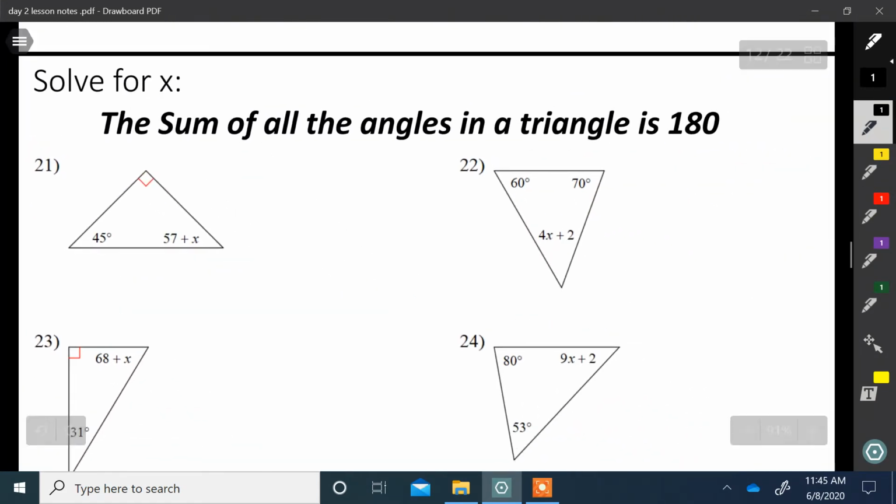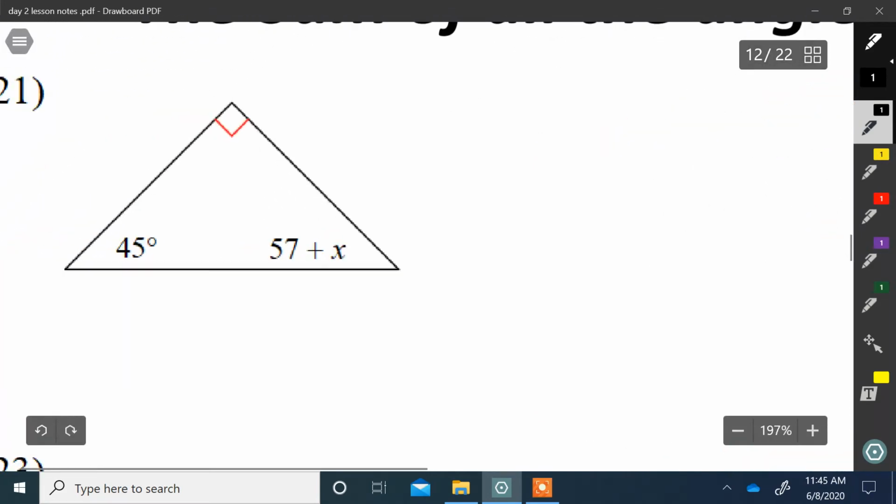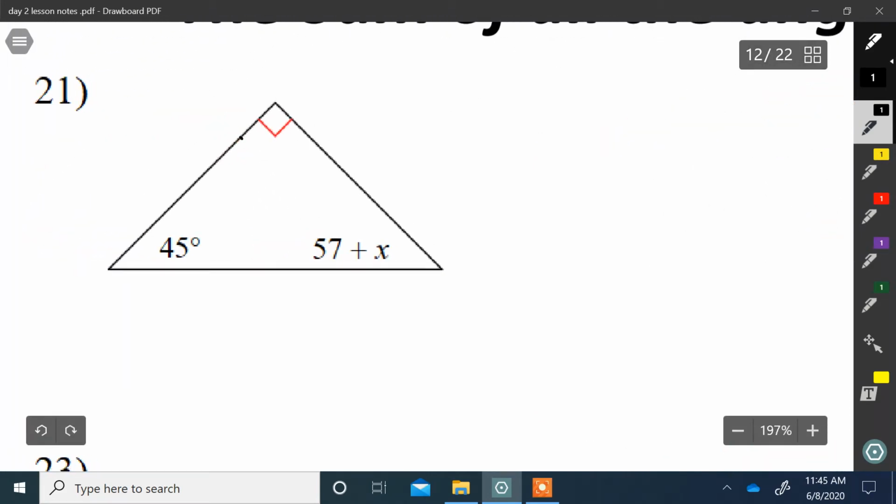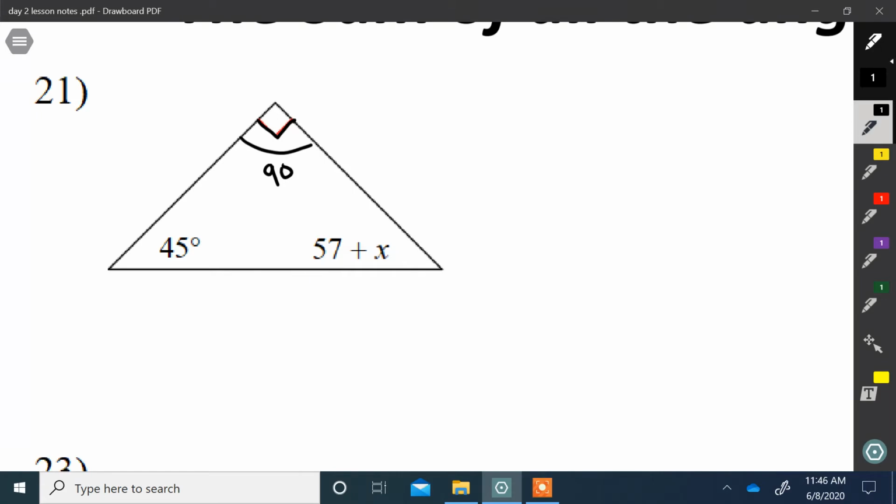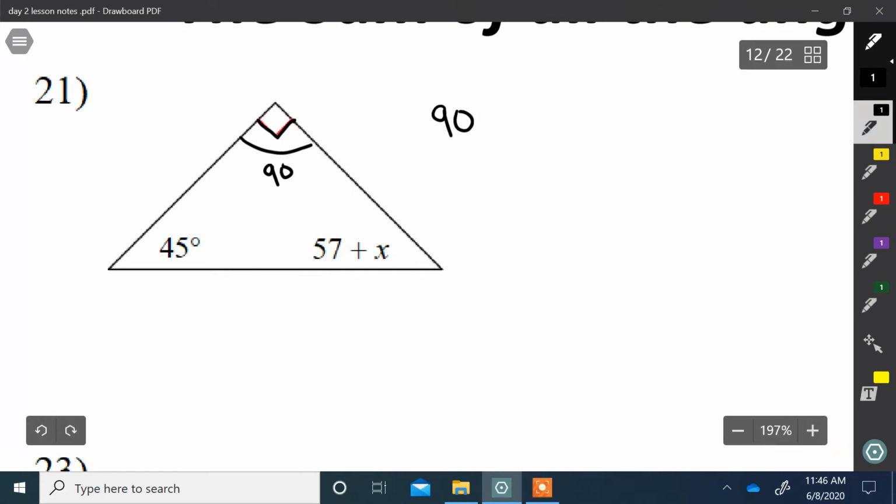It says here to solve for x. Very simple, guys. We know that this right here represents 90 degrees. So this means 90. They're asking us to solve for x on this one. All I have to do is set it up this way: 90 plus 45 plus 57 plus x. Well, that has to add up to 180 degrees.